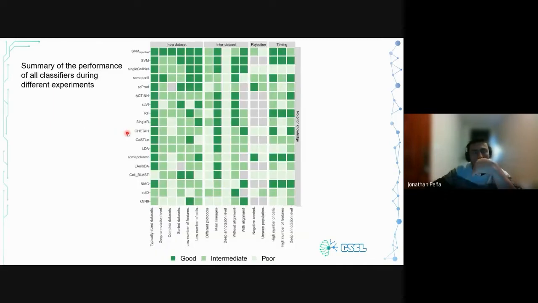E ali no final ele faz como um resumo das avaliações que eles fizeram. Então, por exemplo, eles classificam como bom, intermédio e baixo a performance para cada um dos classificadores e eles ordenaram segundo as qualificações e eles observaram que, por exemplo, o SVM teve o melhor rendimento tanto nas avaliações intra-dataset, inter-dataset, nas provas de rejeição e no tempo de corrida.